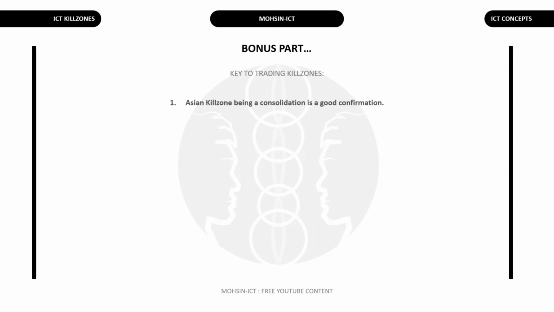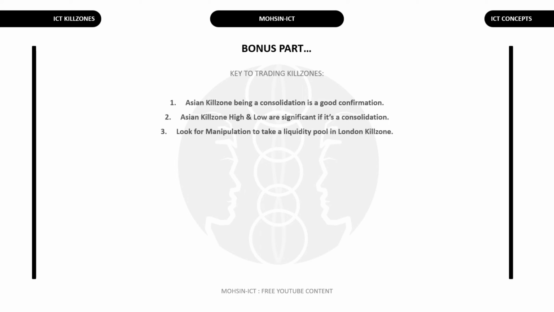If we are taking the high of the Asian Killzone, then we want to see price go below in the New York and London Killzone. But if we are taking the low of the Asian Killzone, then we want to see New York go higher. That's the key. Asian Killzone high and low are very significant if it's a consolidation. That's the same thing I told you. If we are taking a high, we want to see a bearish day. If we are taking a low, we want to see a bullish day. That's only if it's a tight consolidation or choppy price action.